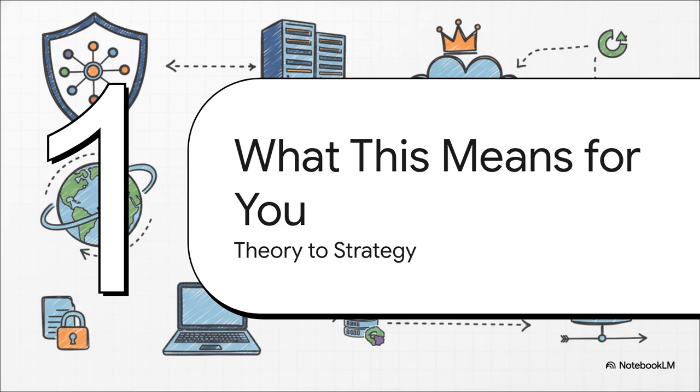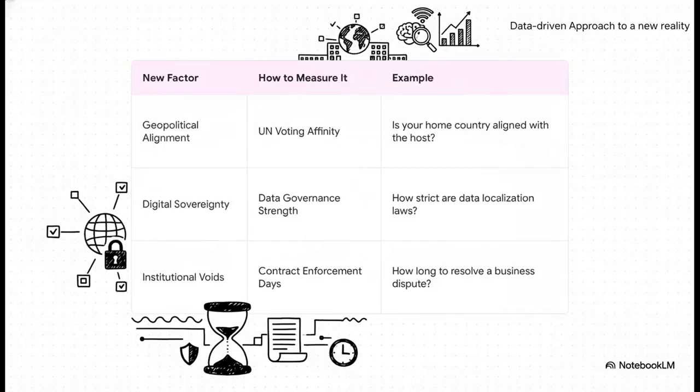So, let's pull all this together. How do you take these big ideas from theory and actually turn them into a working strategy for your business? Well, the great thing is, these new, complex factors aren't just fuzzy, abstract ideas. You can actually measure them. You can track geopolitical alignment by seeing how countries vote in the UN. You can measure digital sovereignty by looking at their data laws. And you can quantify those institutional voids by seeing how many days it takes to enforce a contract. It's a data-driven approach for a totally new reality.